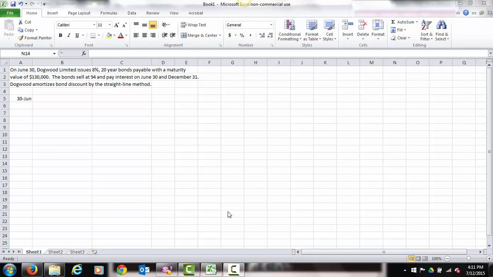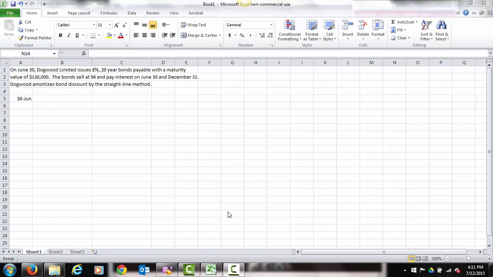Let's take a look at exercise 11-16 found on page 556 of your textbook. It says here on June 30th, Dogwood Limited issues 8% 20-year bonds payable with a maturity value of $130,000. The bonds sell at 94 and pay interest on June 30th and December 31st. Dogwood amortizes bond discount by the straight line method.